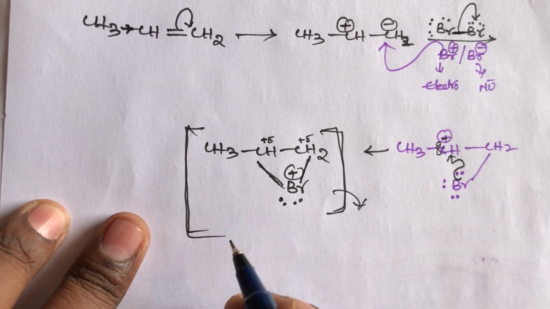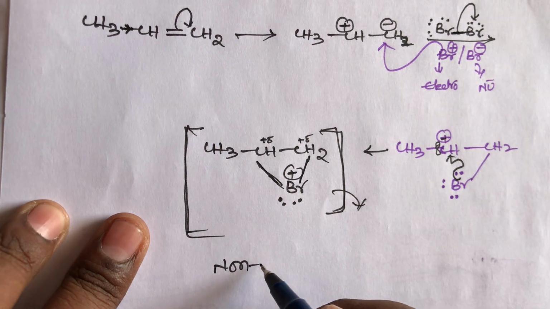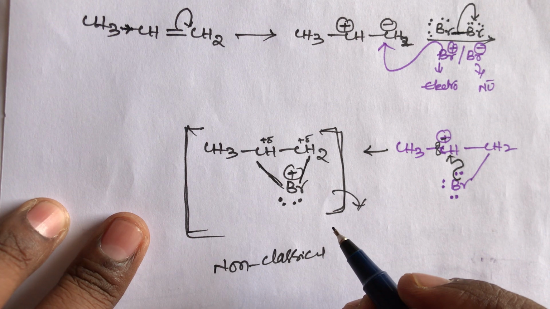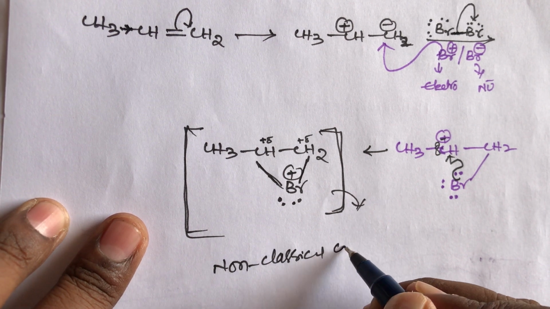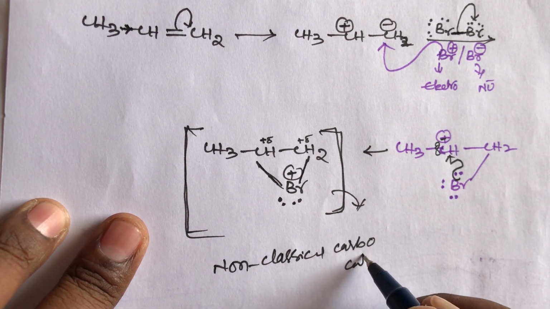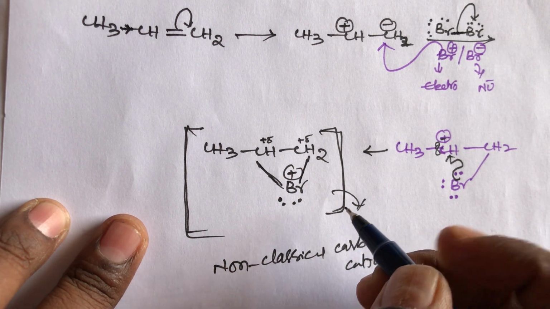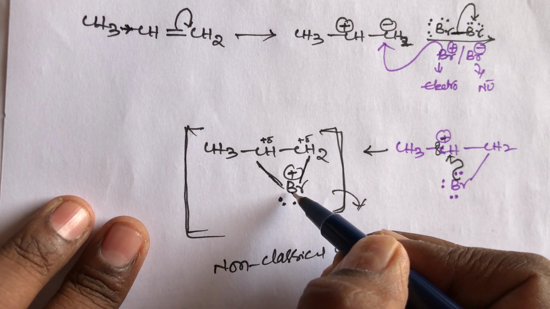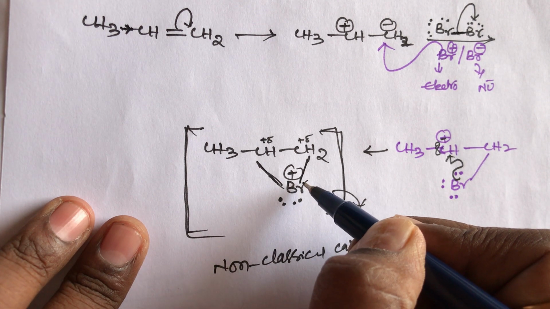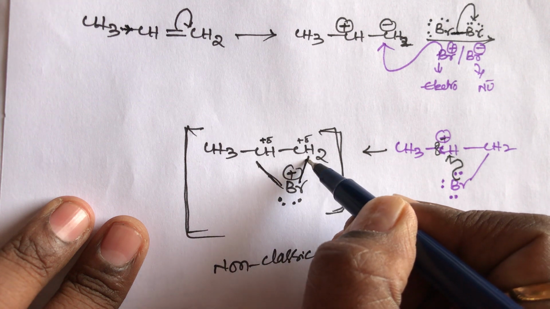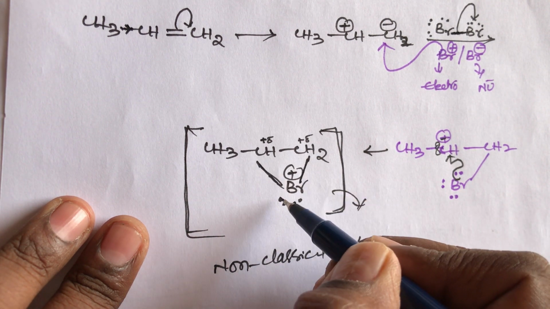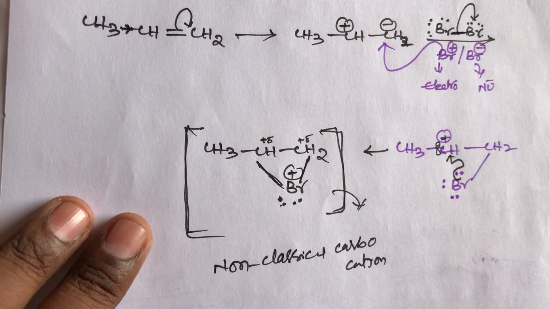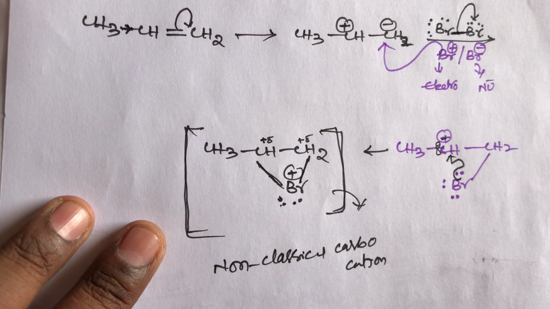It is also known as a non-classical carbocation. That is a stable carbocation. This is a stable compound because all atoms have octets. Take the bromine: it is surrounded by 8 electrons, 2 electrons from here, 2 electrons from here, 2 plus 4, 6, 7, 8. So everything has an octet, and a non-classical carbocation is formed.